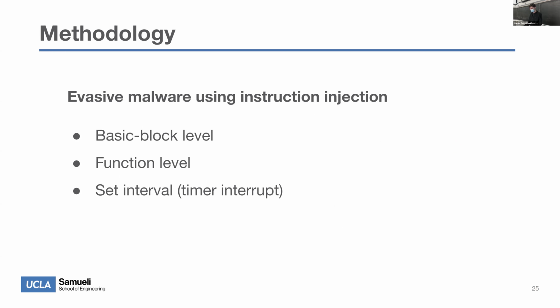Three different methods of instruction injection were discussed: injecting instructions at the basic block level, at the function level, and then at a set interval based on a timer interrupt. They all were very effective, but the set interval approach had minimal overhead. So that was the one they went forward with.